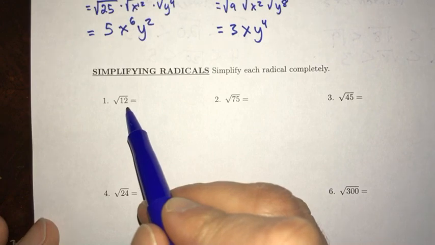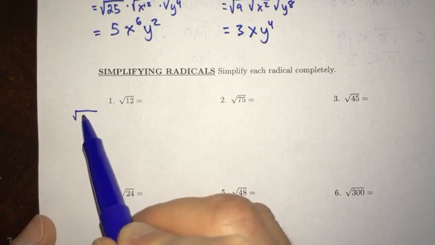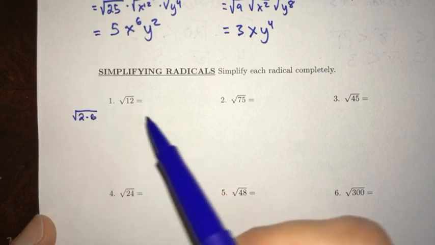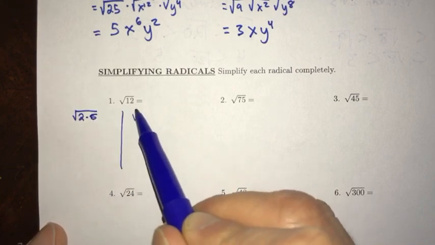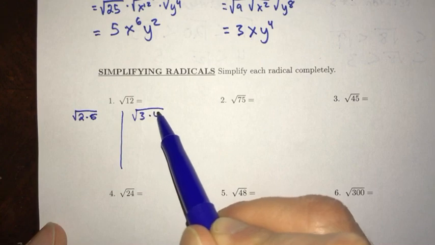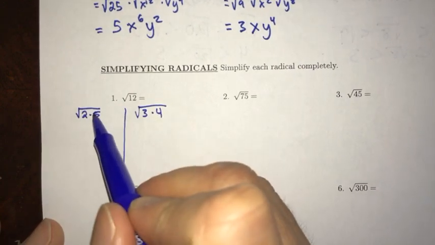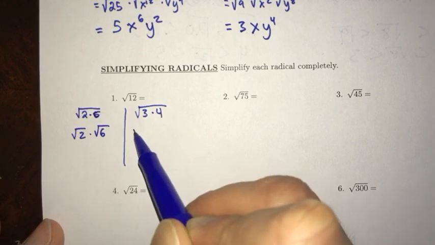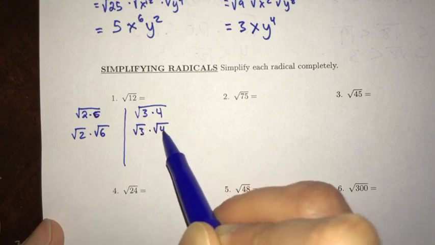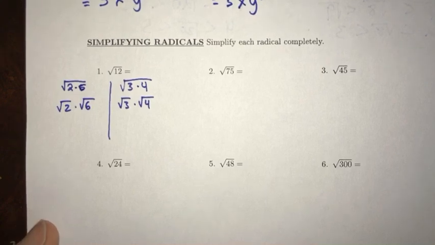So what I want to do is break it up in a couple different ways. Let's see, 12, I can break this up with multiplication as 2 times 6. Or I could break it up as 3 times 4. Now here, if I broke this into two square roots, I would write square root of 2 times the square root of 6. Here I would write square root of 3 times the square root of 4. Which one of these looks like it's going to be more convenient to breaking this down?